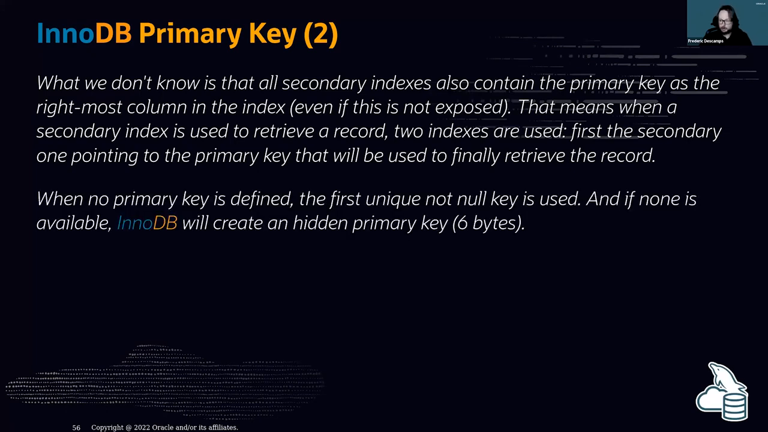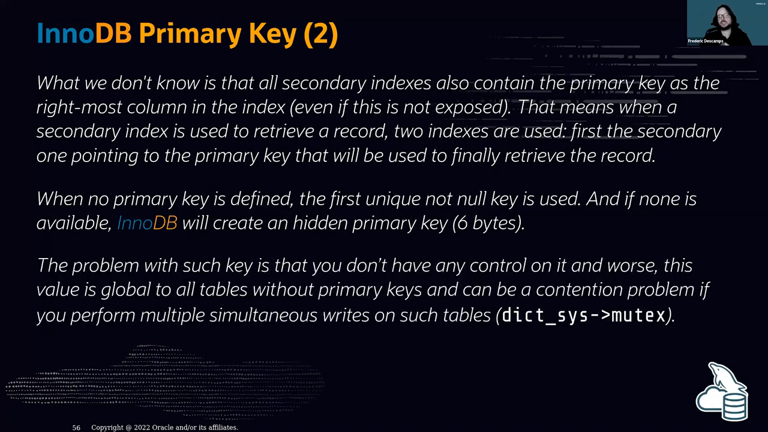When there is no primary key defined in a table, what happens? Then the first unique not null key is used, and if there are none available, InnoDB will just create a hidden primary key that you don't have any control of, which is 6 bytes long.